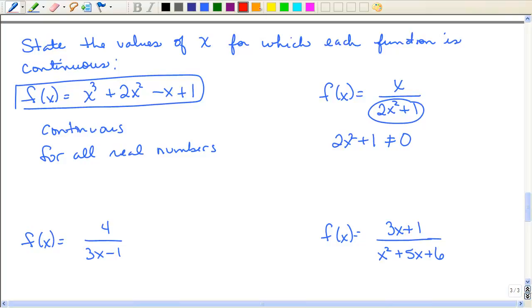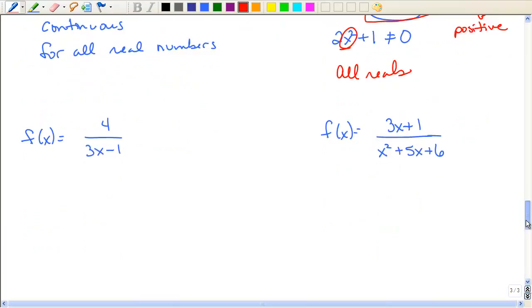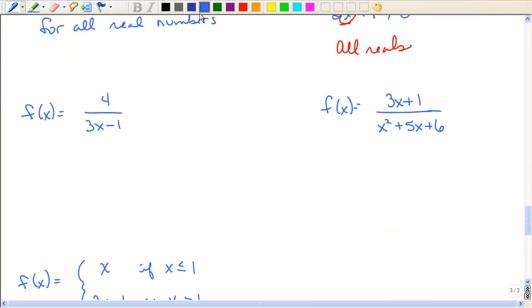Are there any values I could plug in for x, square them, multiply by 2, and add 1 and get 0? No. So this is always positive, no matter what x is. So that means this fraction, again, is not going to have any asymptotes or anything. So again, this would be continuous for all reals. Right? Let's look at this one.